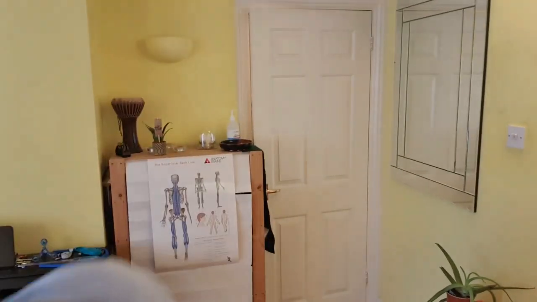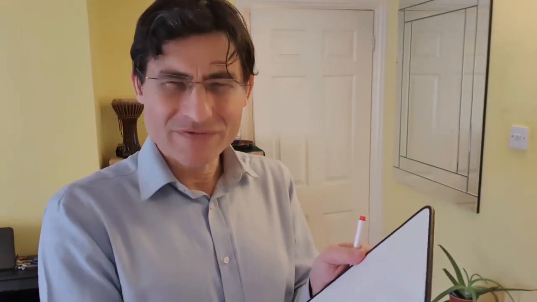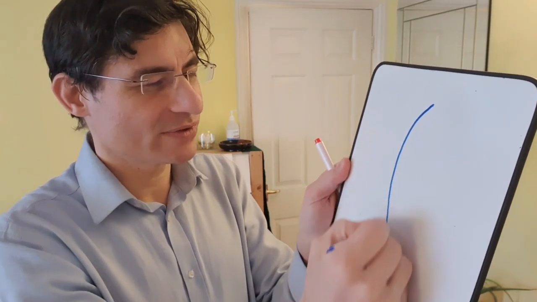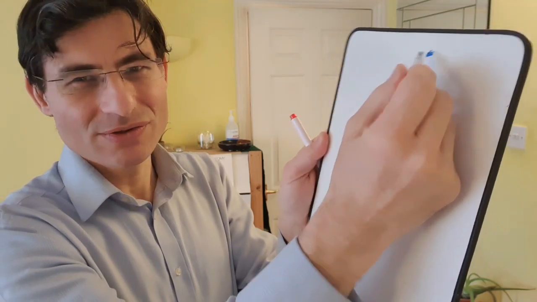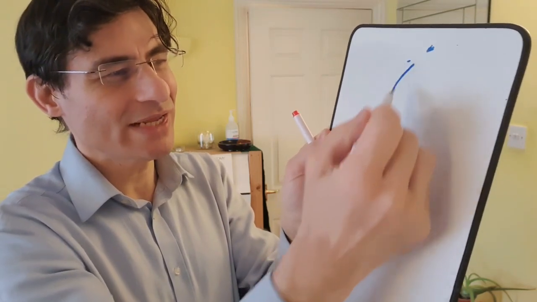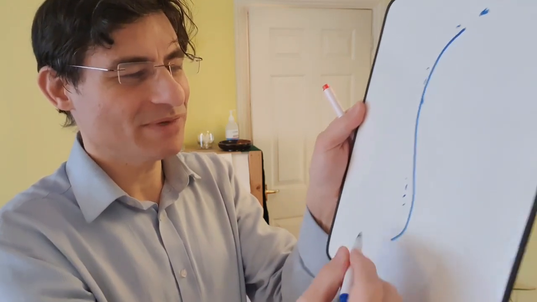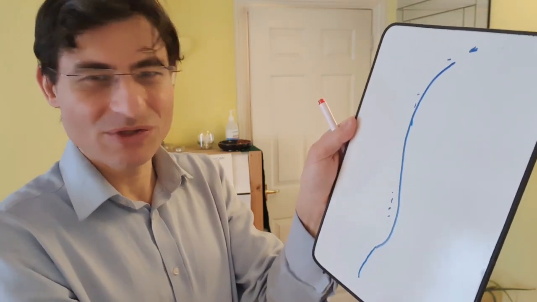Let me start by drawing a very crude diagram of the spine. So this is the shape of your average spine. It's called an S shape. And if you imagine this is your head up here, so this is your neck, this is your mid-spine, this is your lumbar spine, and then it goes down further. This is your sacrum, your bum.